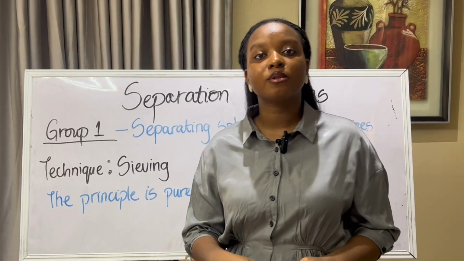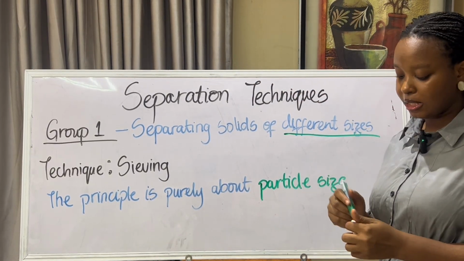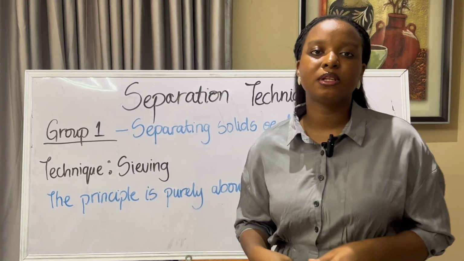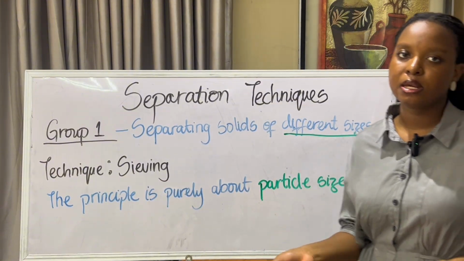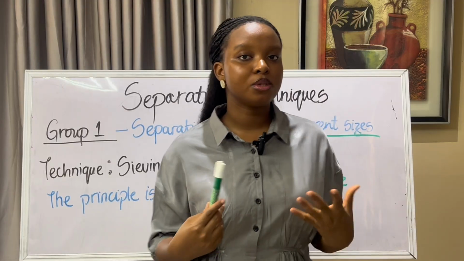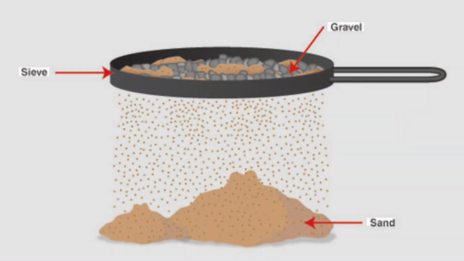The first group involves separating solids of different sizes. And the technique used in this group is sieving. The principle behind sieving is purely about particle size. When you have a mixture of solids with different particle sizes, you use sieving. An example of this is separating gravel from sand. Another example is separating fine flour from lumpy flour in the kitchen.